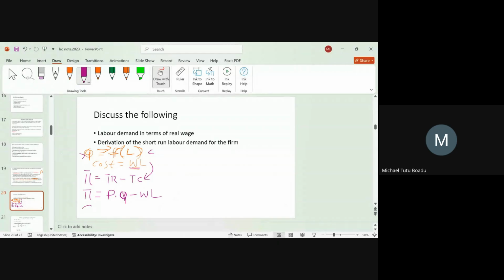So if I differentiate profit with respect to labor, I'll keep P constant. I know Q is a function of L. So change in Q over change in L, minus, if I also differentiate with respect to L, I'll get only W. This is power 1. You multiply the 1 by W, that will be W. You subtract 1 from the power, that will be L power 0. Anything power 0 is equal to 1. So if I multiply 1 by W, I'm getting W. So you have this.